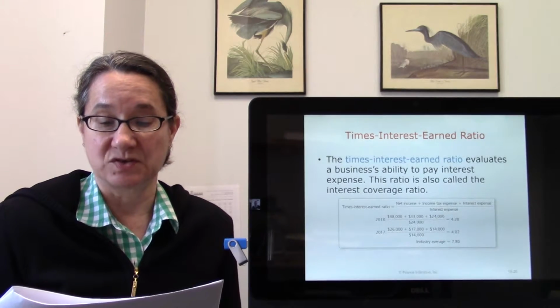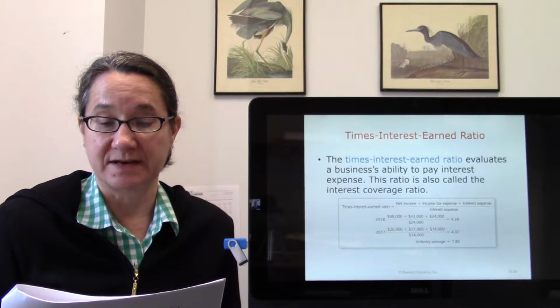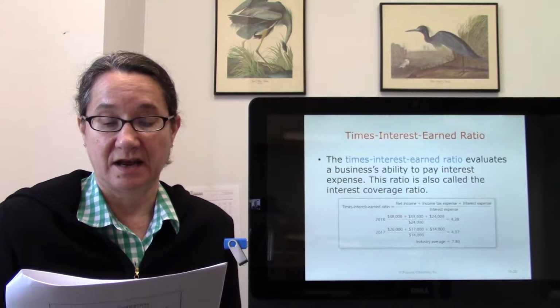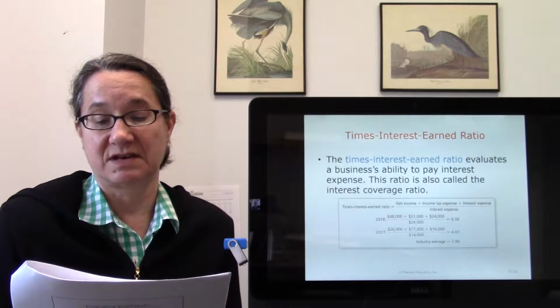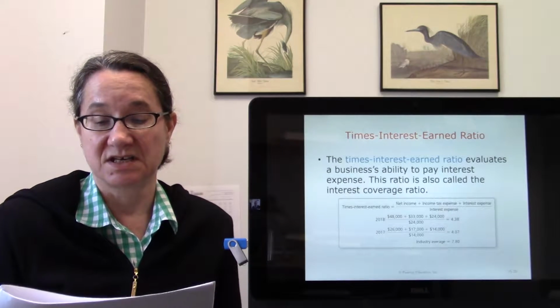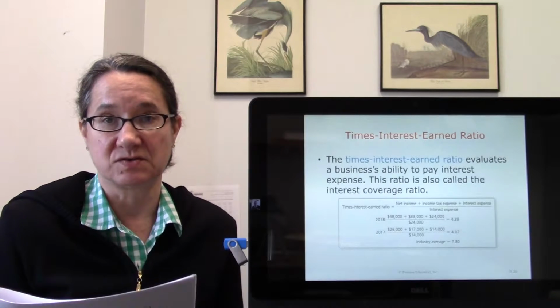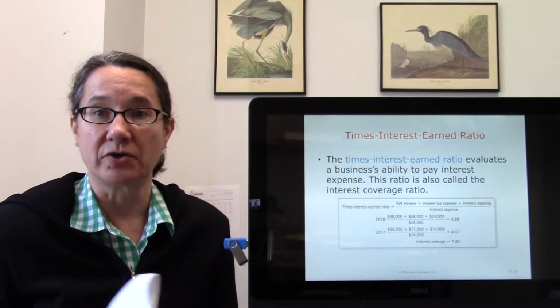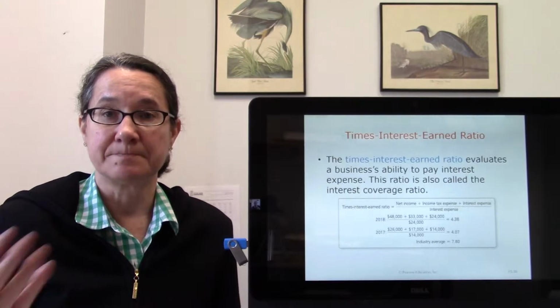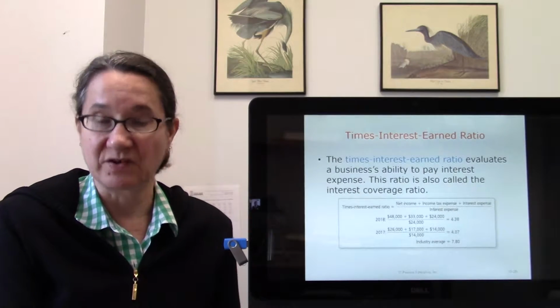So for our example, in 2018, they had 4.3 times interest earned. In 2017, they had 4.07 times interest earned. The industry average is 7.8, so they're below industry average. So that means they're having a little harder time covering interest expense than others in the industry would. But they're covering it.